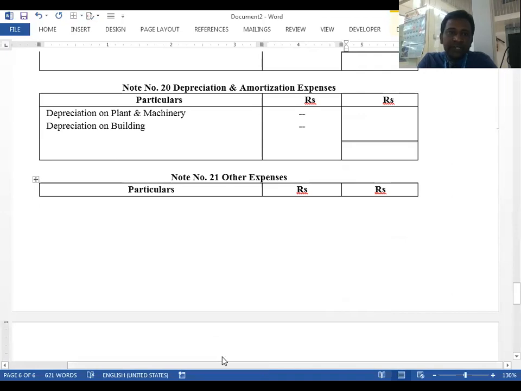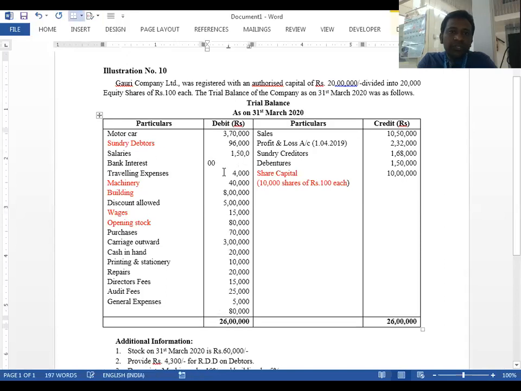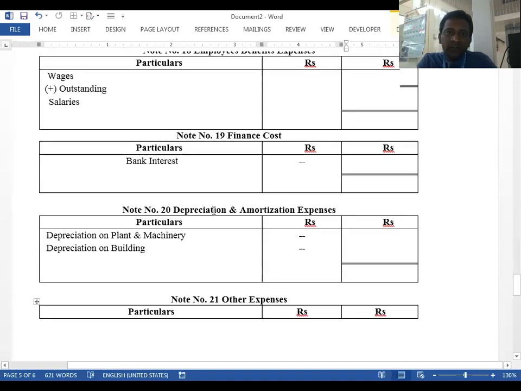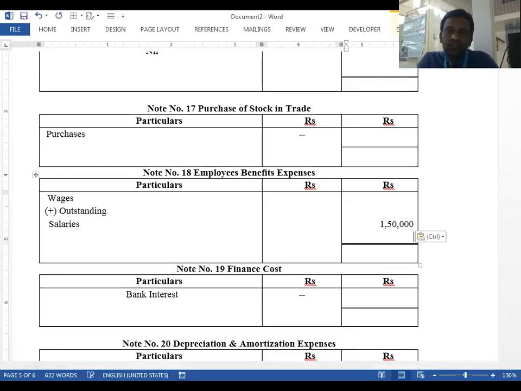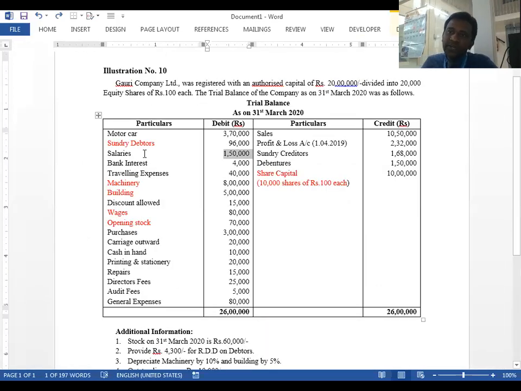So next item is salary. Salary is basically related with the employee benefit, so it is transferred to employee benefit expenses. We have separate notes regarding all expenses which are related with the employee. So employee benefit expenses, salary, 1,50,000, 1 lakh 50,000. So there is no adjustment related with the salary. That's why the item should be transferred to the notes employee benefit expenses.